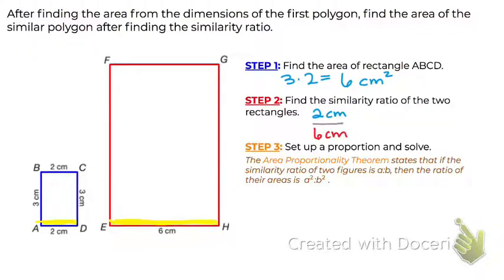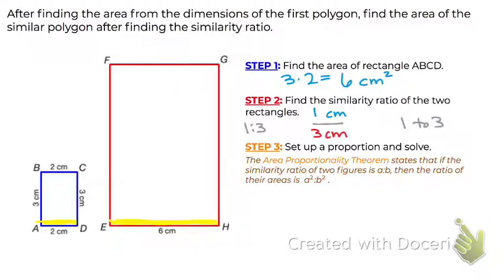I'm going to write it as a fraction because I know in step 3 I'm going to be setting up a proportion, which are two fractions that are equal to each other. You can simplify this if you want. 2/6 is the same as 1/3. And just as a side note, ratios can also be written like this or like this.